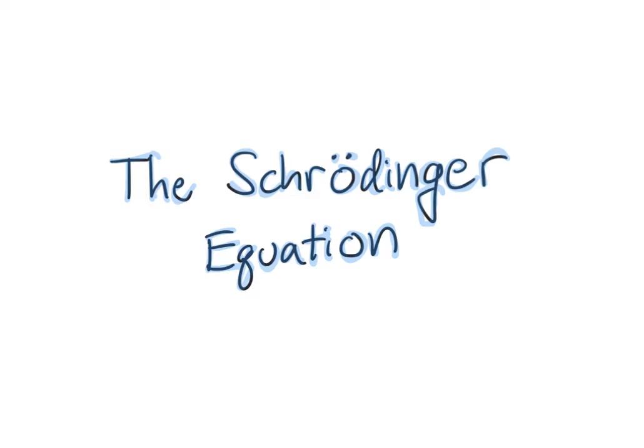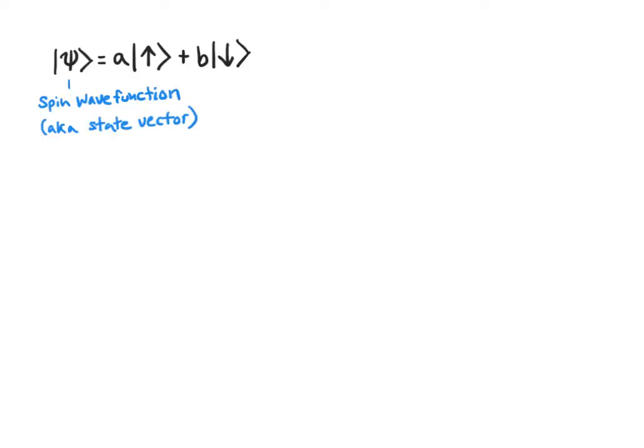We're finally ready to talk about the Schrodinger equation, although before we get to the equation itself, we have to go back and talk a little bit more about wave functions. Up until now, we've used wave functions to refer to a function or a vector that represents the spin state of a particle. The probability of finding this particle in any particular arbitrary spin state is equal to the magnitude squared of their inner product.